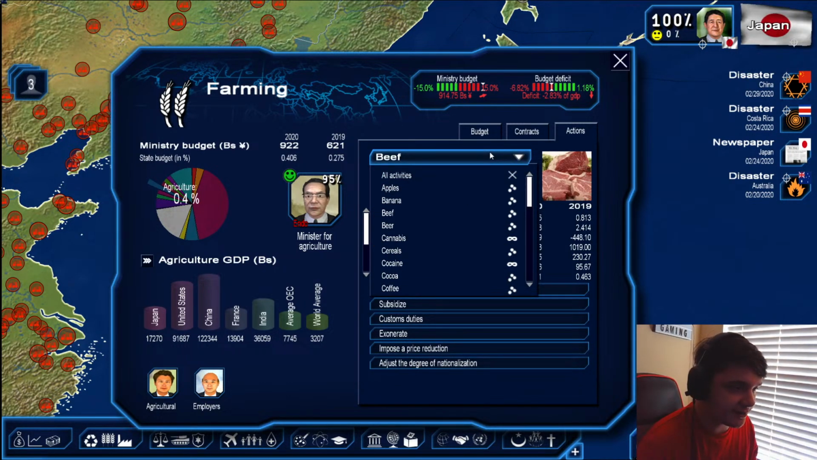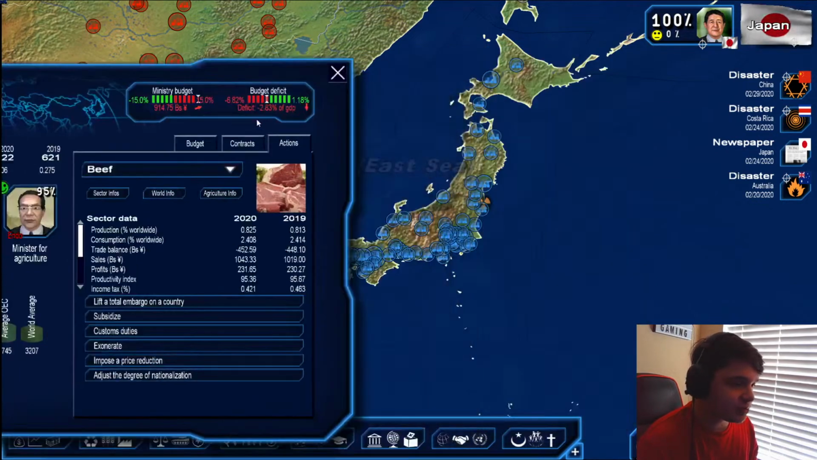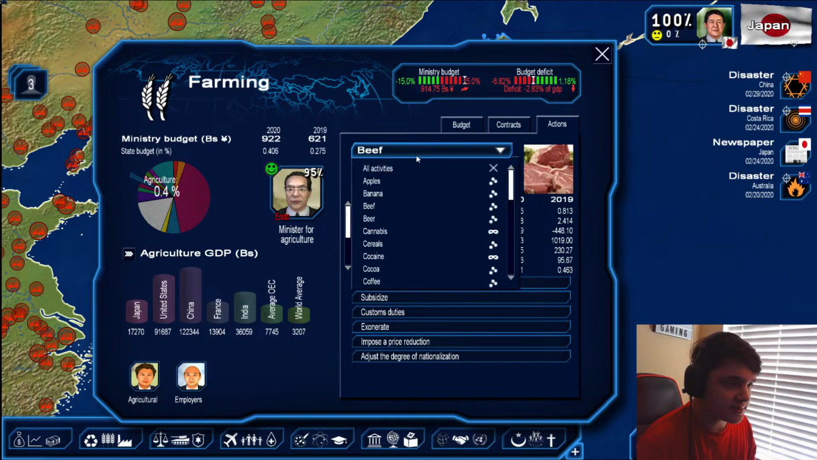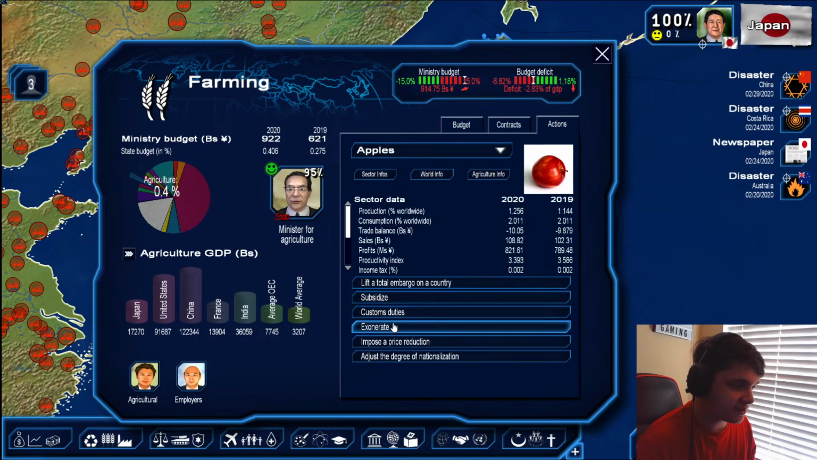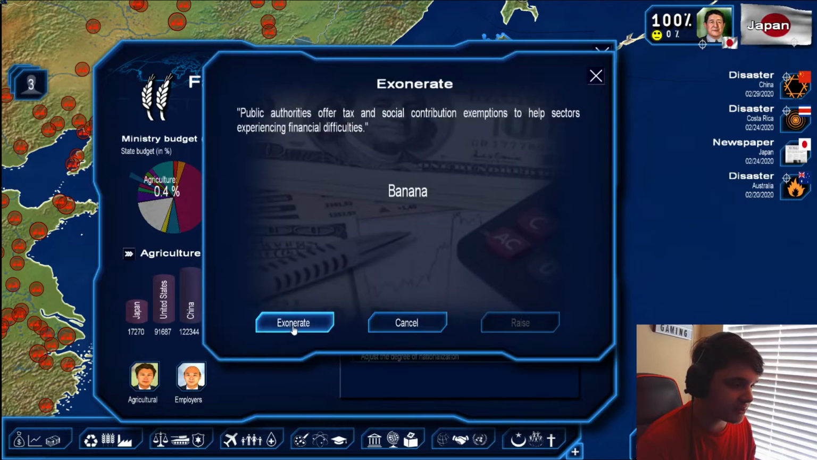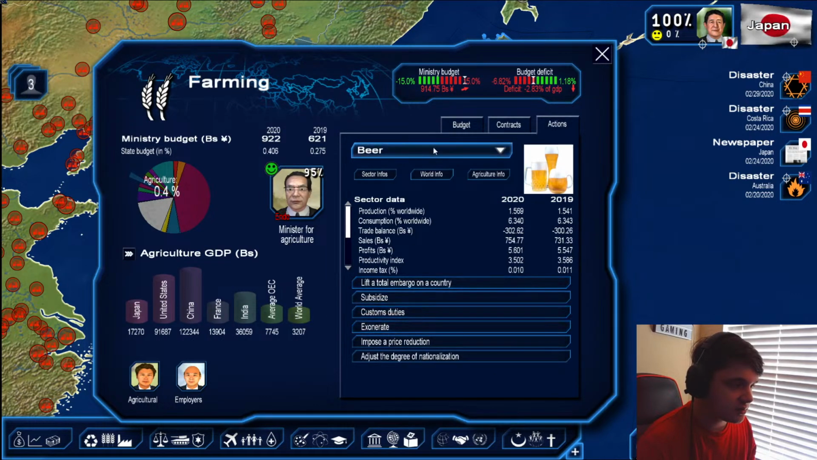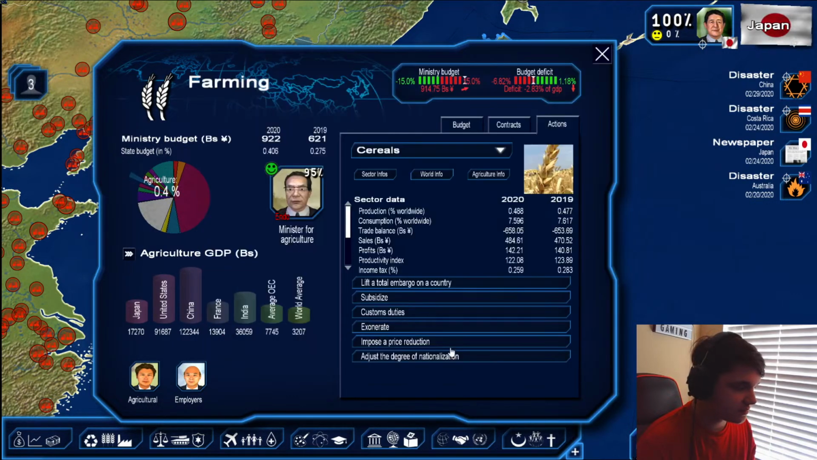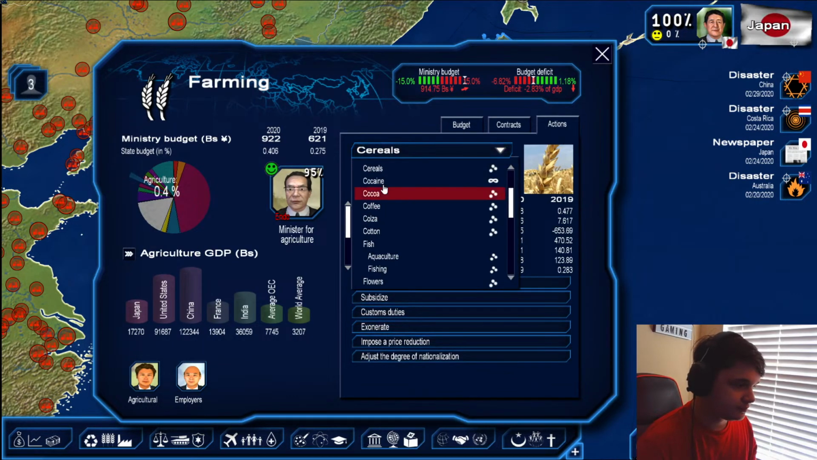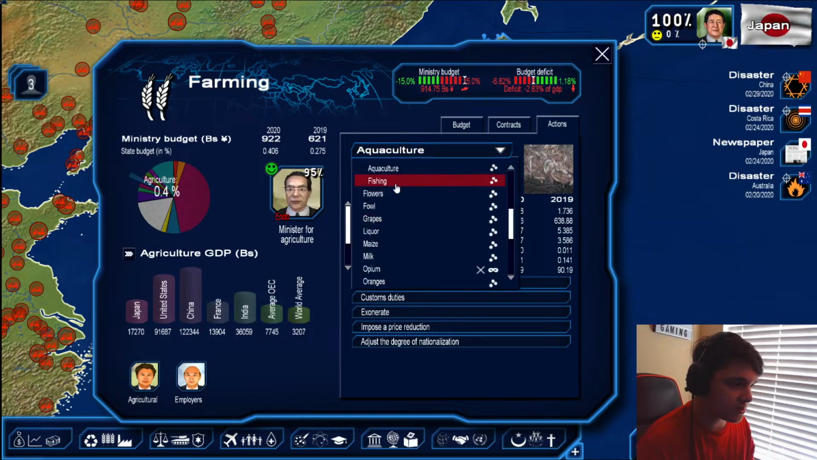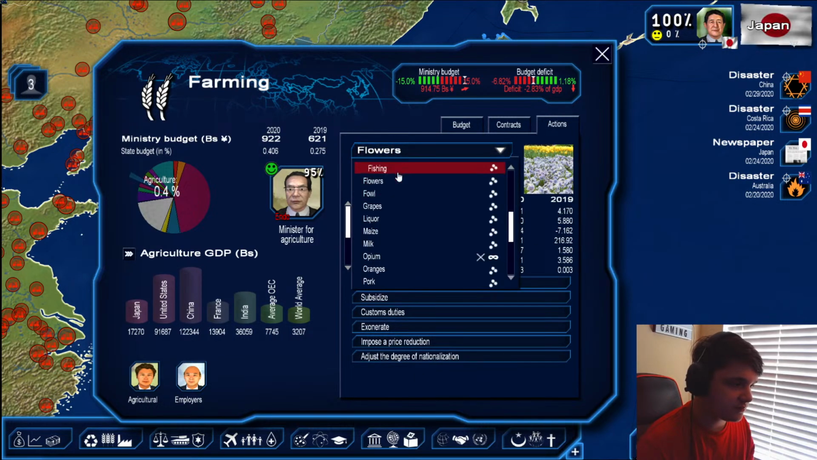So what I'm going to do right now, for some reason Japan is so susceptible to famines in this game, is go through every single food sector and exonerate every single one of them. So we're going to be reading chat while I do this. Beer, we're not going to do. Cereals. Aquaculture, yeah. We're going to exonerate fishing.